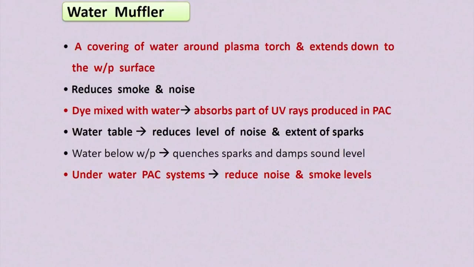Sometimes dye is mixed with the water so that the dye in the water absorbs part of the ultraviolet rays generated during the plasma arc machining operation. And sometimes a water table is used to reduce the velocity of the plasma jet, also to reduce the noise generated by the high velocity plasma jet, and it also reduces the extent of sparks. Water below the workpiece quenches the spark and dampens the sound level.